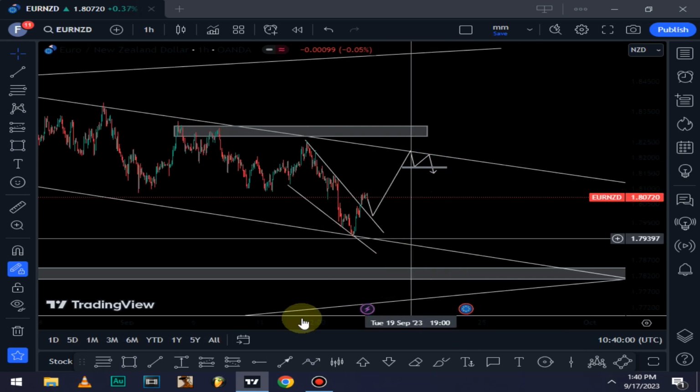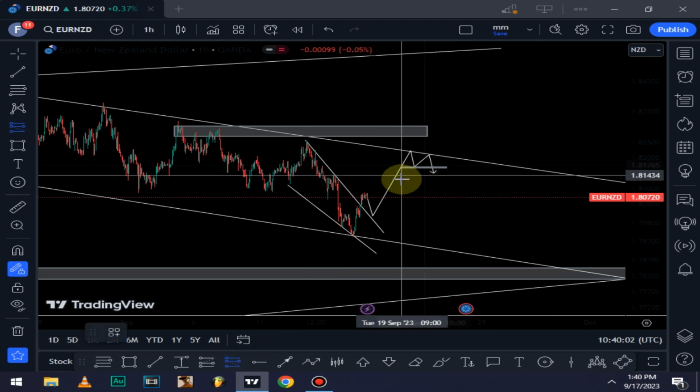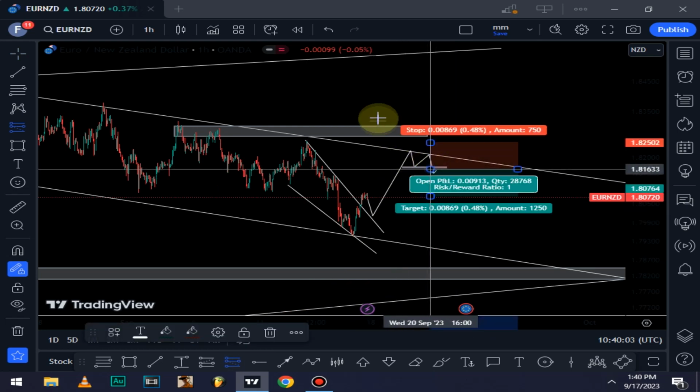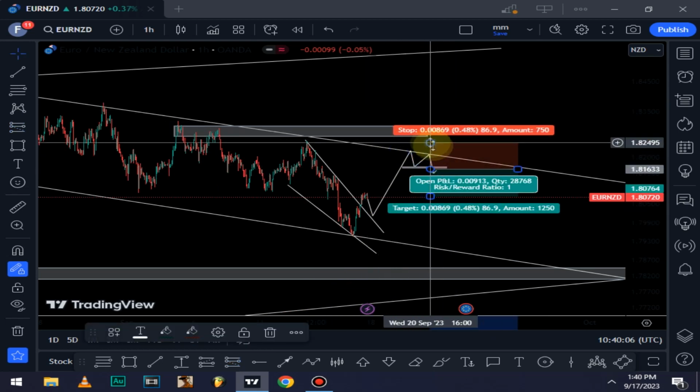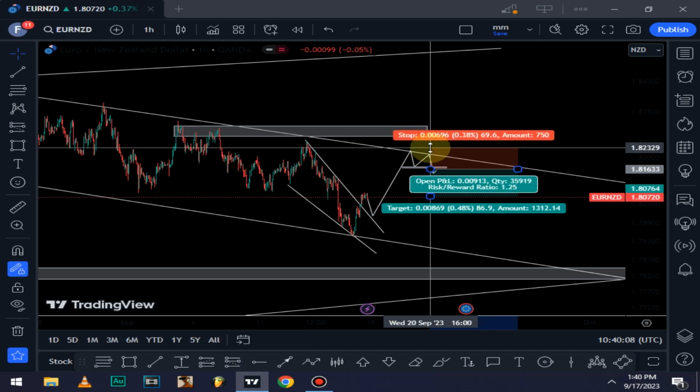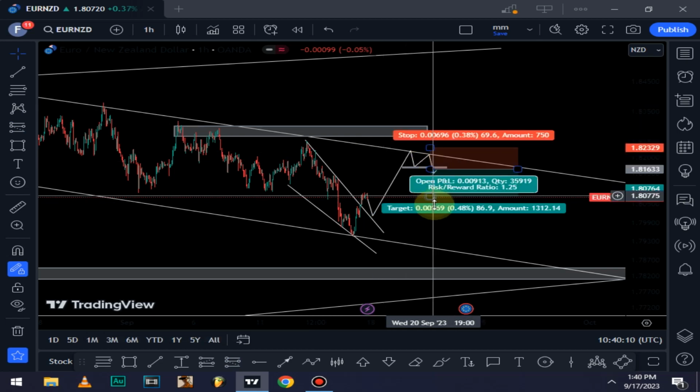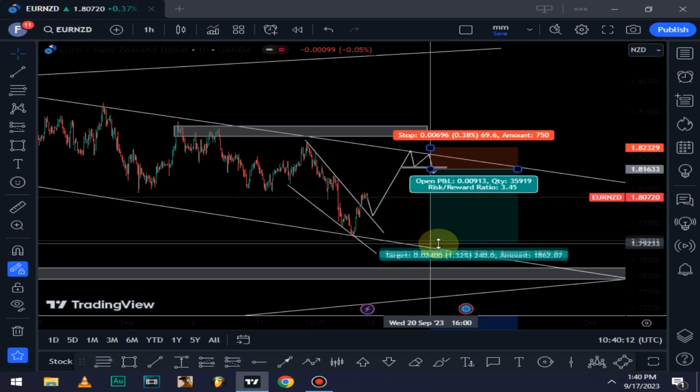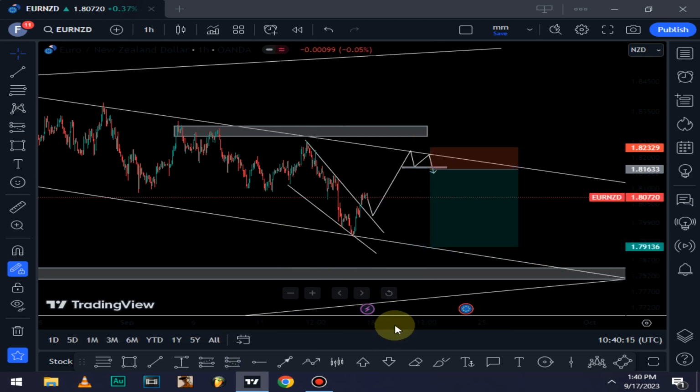At the hourly, we need a 1 hour candlestick to close bearish below that previous lower, higher low. Then make your entry there, then your stop loss should be over here, then swing it all the way down. That's what's up. So that is what I will be expecting.